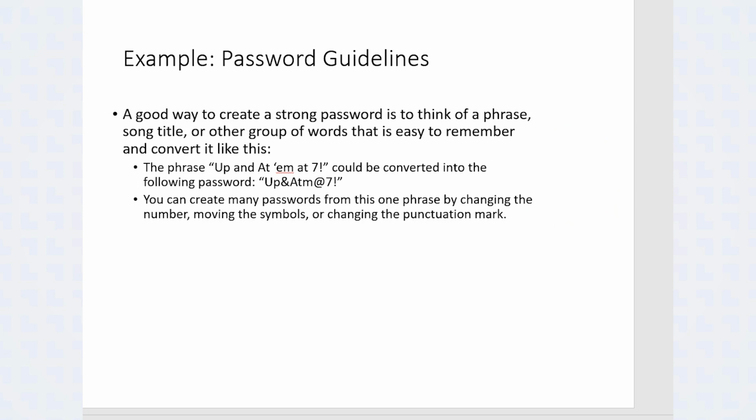So here we have an example: a good way to create a strong password is to think of a phrase, song title, or group that's easy to remember and convert it this way. Right? So the phrase up and Adam at 7 could be converted to a password. And you can create many passwords this way by changing a punctuation mark. It's a good way of giving people a way of remembering their password.